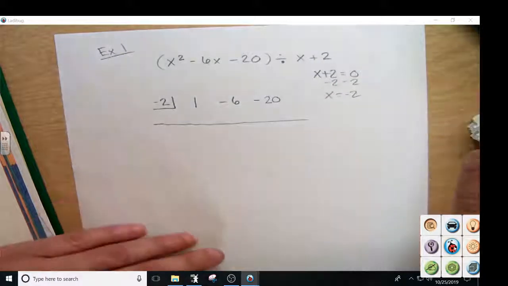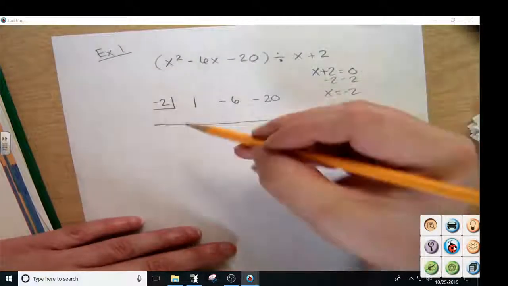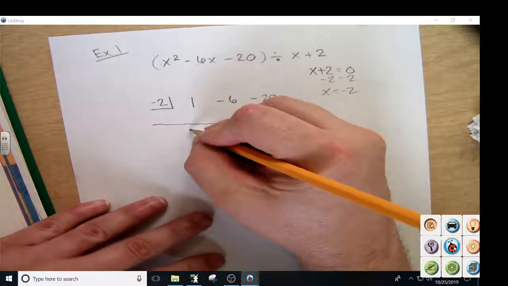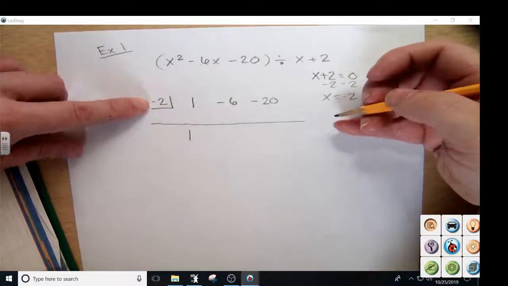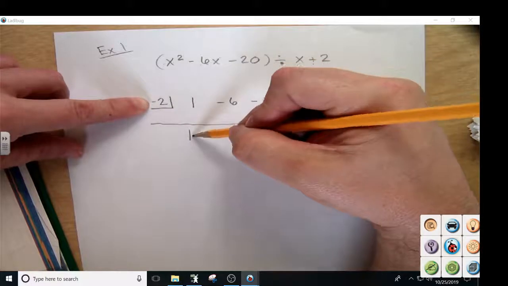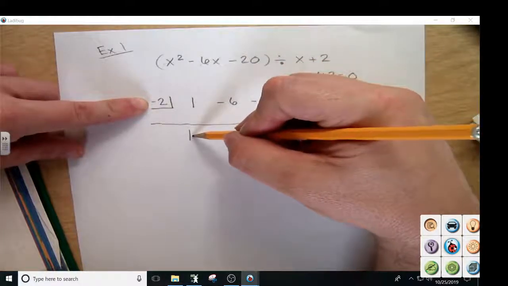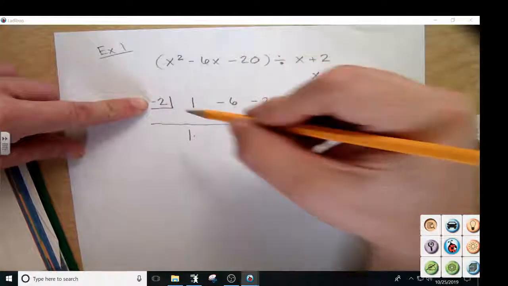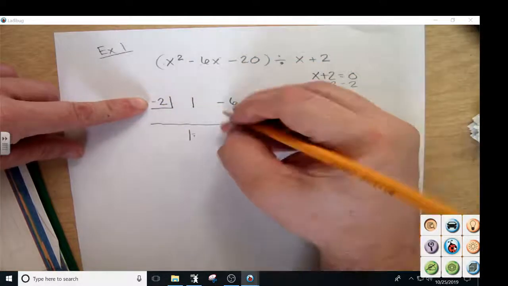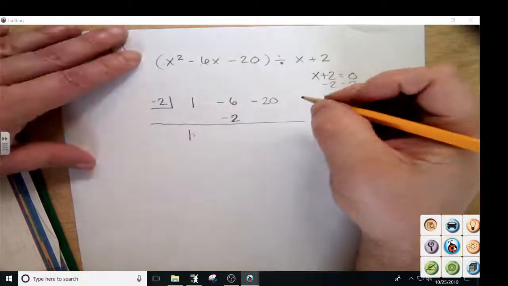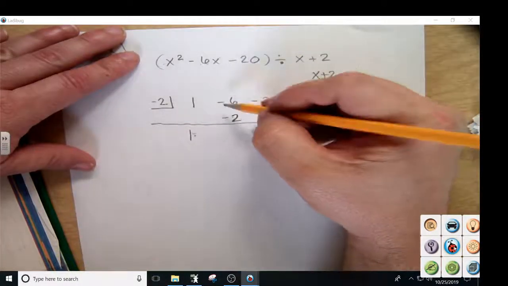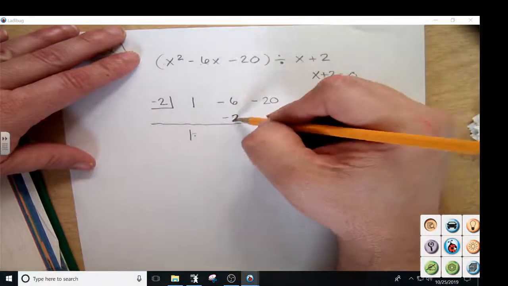All right, first thing you're going to do is bring down the first coefficient. So just 1 here. Now, you're going to take the negative 2 that you have here, multiply it by this number, and put the product here. So negative 2 times 1 is negative 2. Then you're going to add the column. So negative 6 plus negative 2 is negative 8.